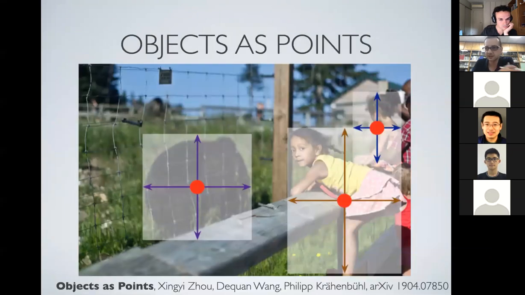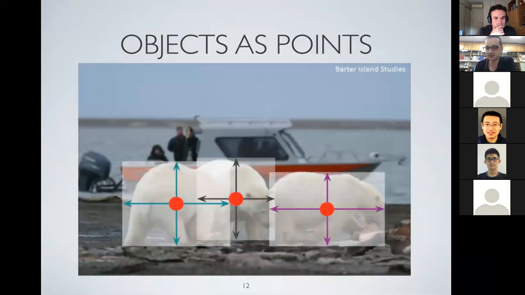We did this about 1.5 years ago. Now, if you want to go back from these points to boxes, then all you need to do is regress to the size of the object from that center location. And so that's pretty much the detector that we came up with about 1.5 years ago. So you detect points and then regress to height and width of the box of that object.